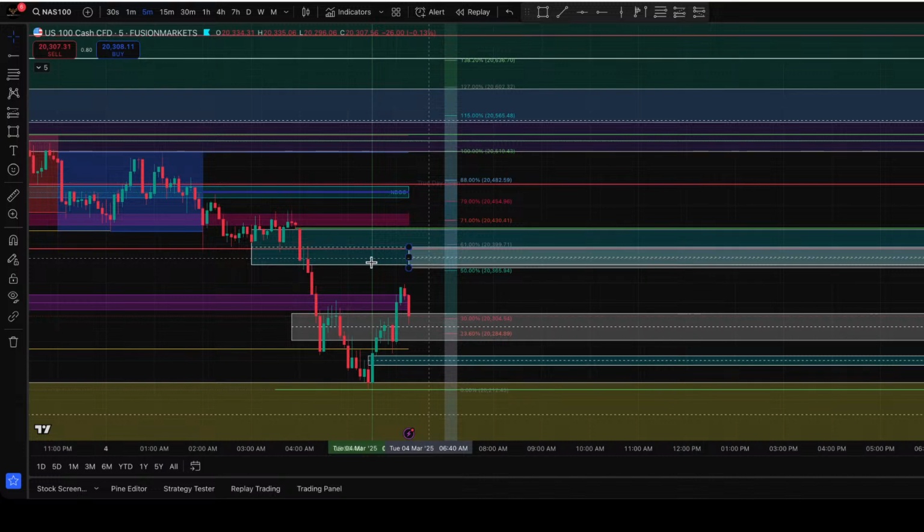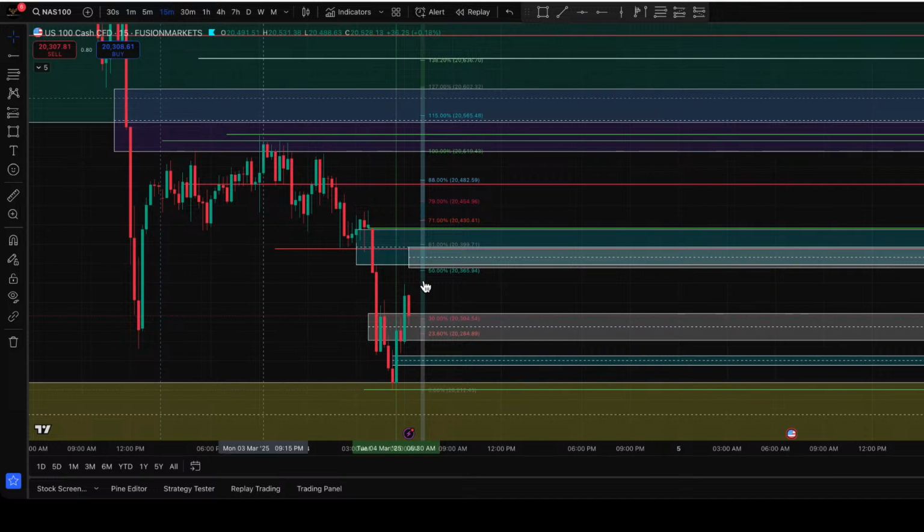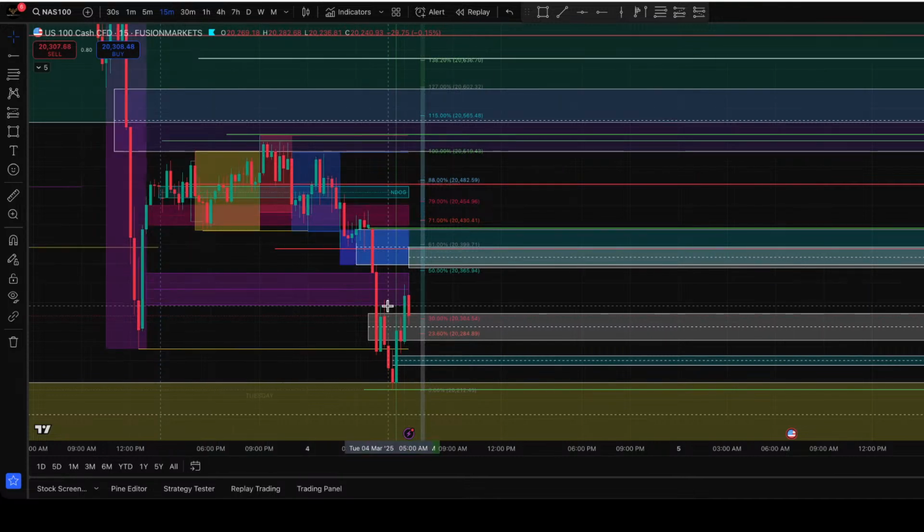So the reason I've marked out this green zone here, that's actually a blue zone on the 15. So if we go to the 15-minute time frame, the indicator, where it's dynamic, it paints it out. So that's the blue zone on the 15.